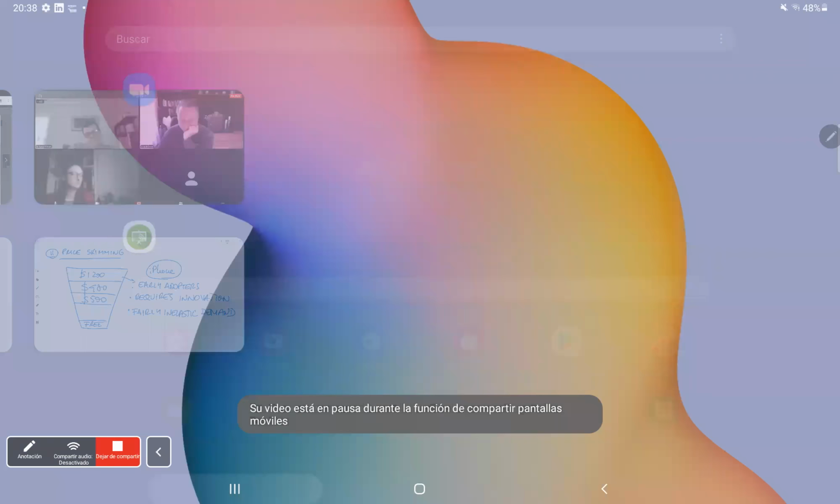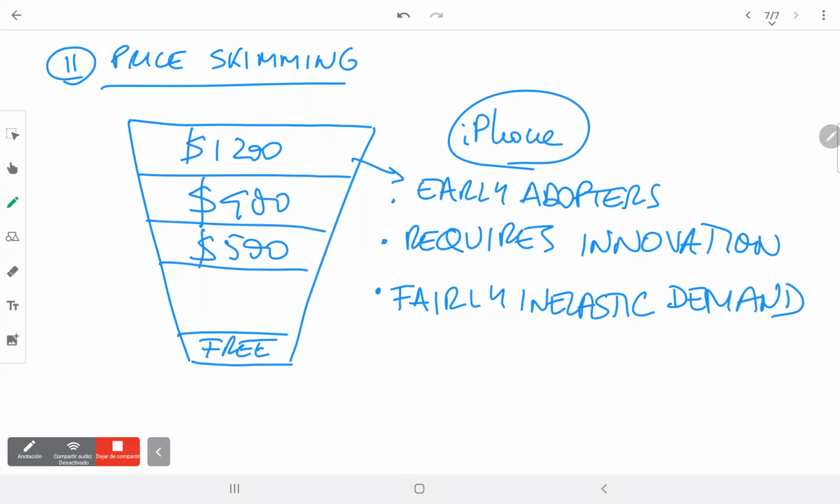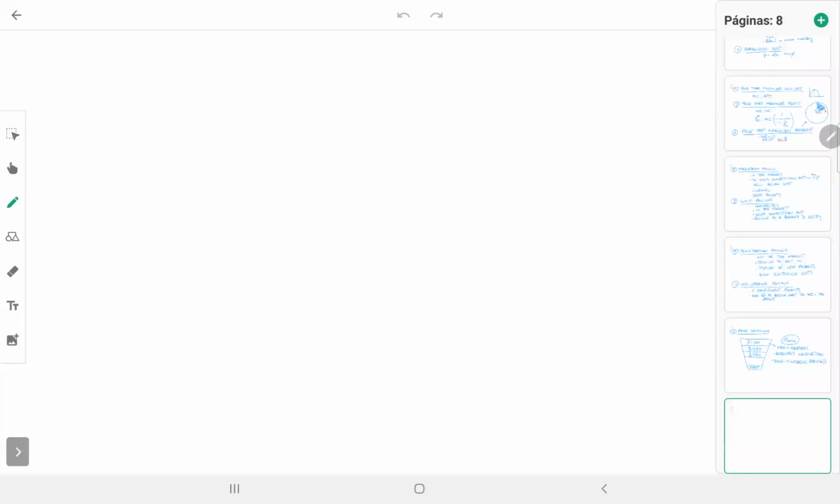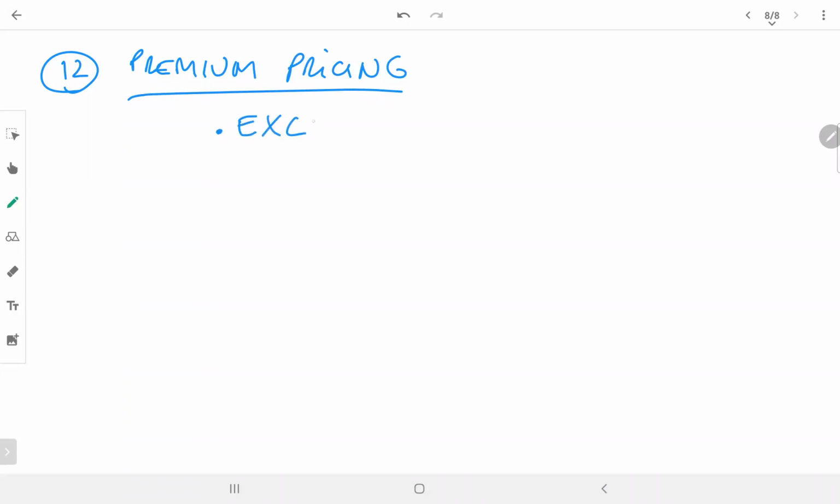number 12, which is premium pricing. And this one you're very familiar with, and you've suffered a ton of times. Premium pricing, well, this is clear. We want to convey exclusivity, right?